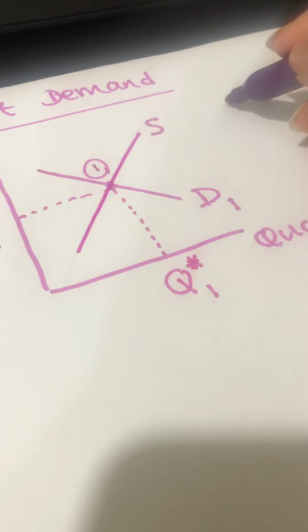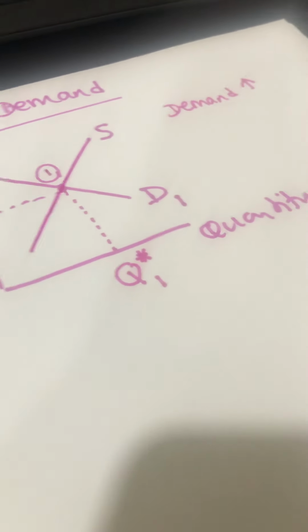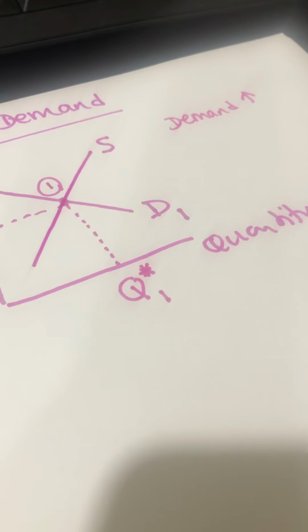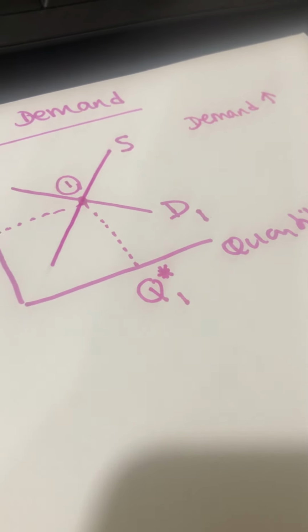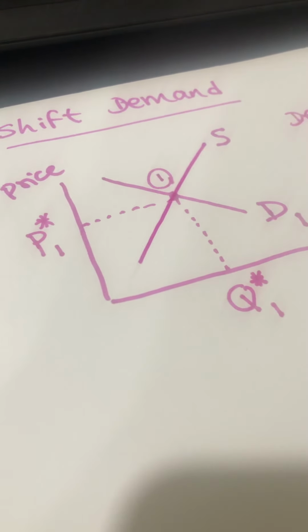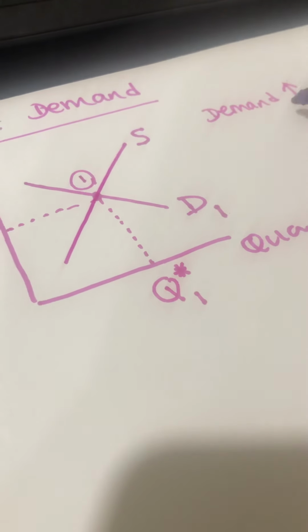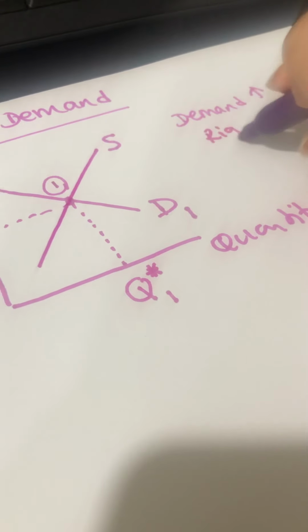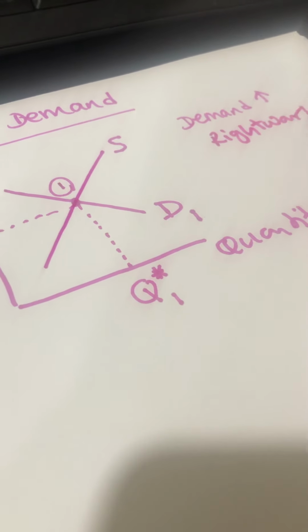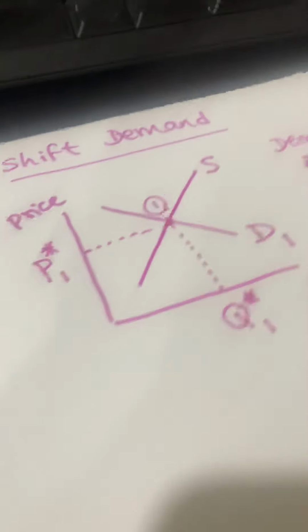Let's say our demand here is increasing. Let's say people's income is going up or people's preferences are changing, so they're going to demand more of whatever product we're talking about here, whatever market we're talking about here. So demand is increasing. We know that whenever the demand is increasing, our demand curve will shift rightward. I just want to show you in this video what we mean by rightward shift or leftward shift.